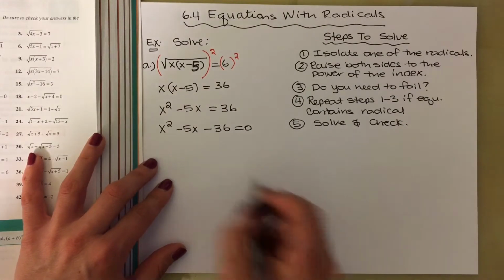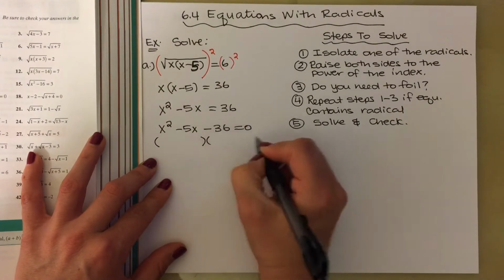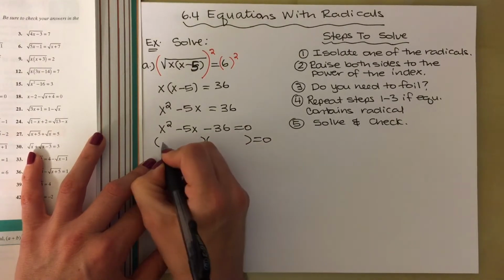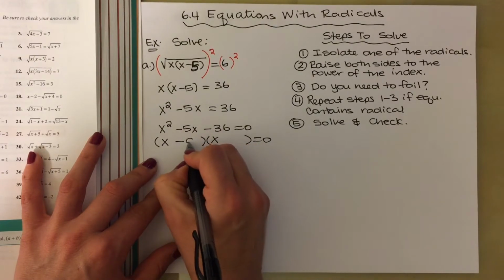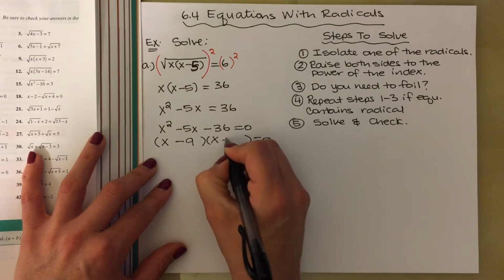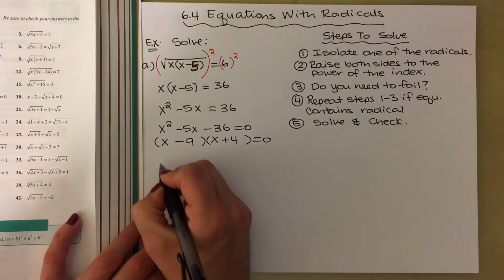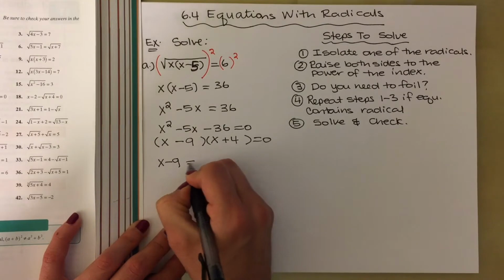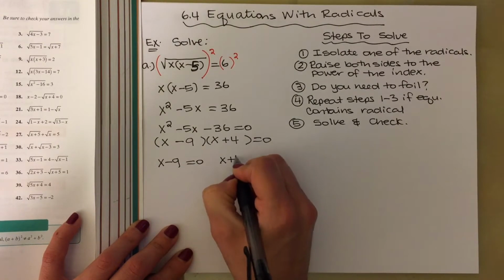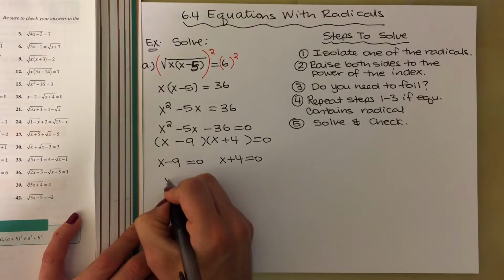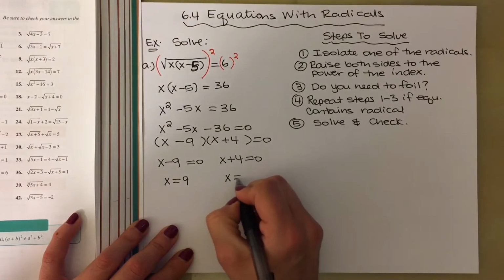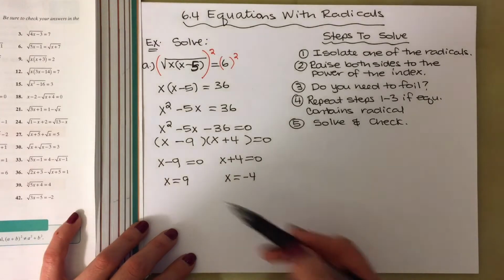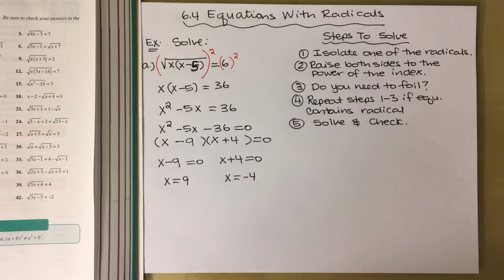So what we're going to do right now is just factor: (x minus 9) and (x plus 4). Set each factor equal to 0. We get 2 solutions. Before I box these, we need to check to make sure that they work.